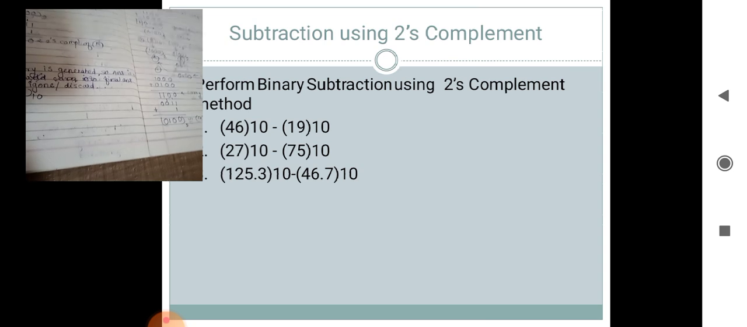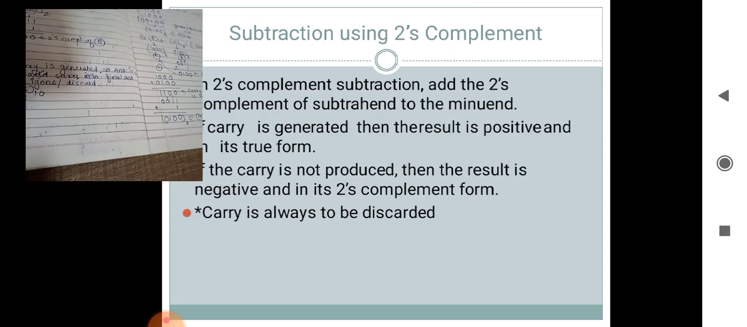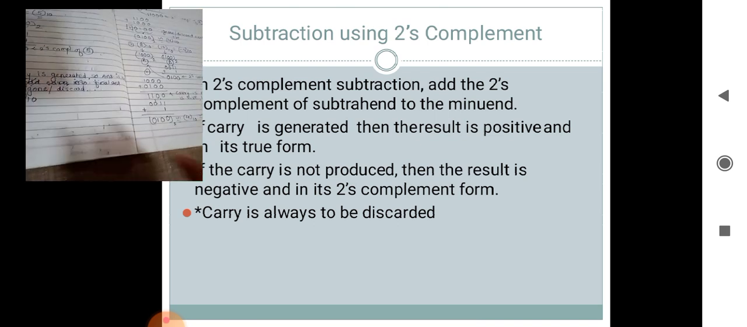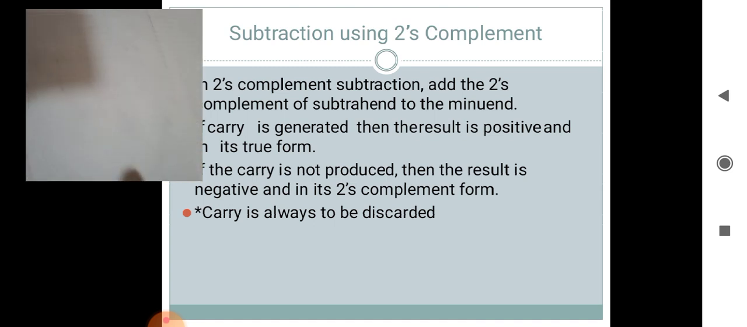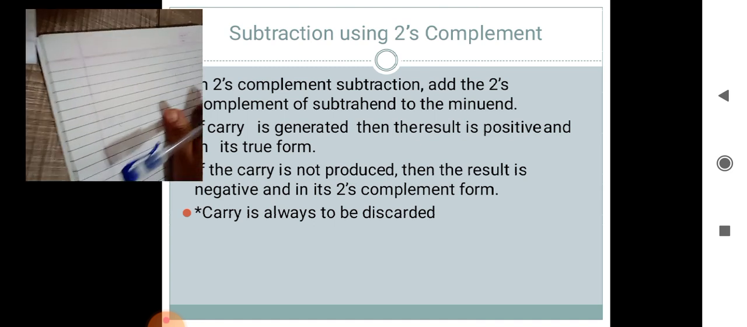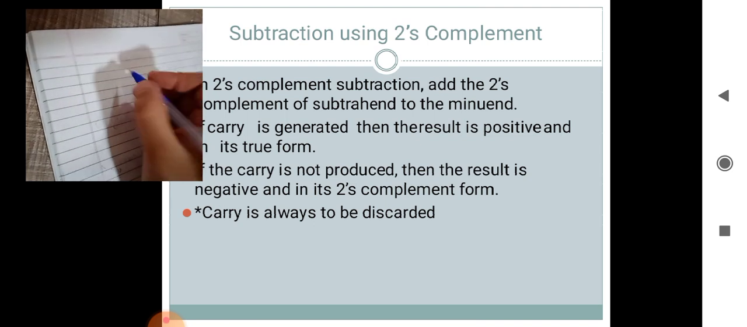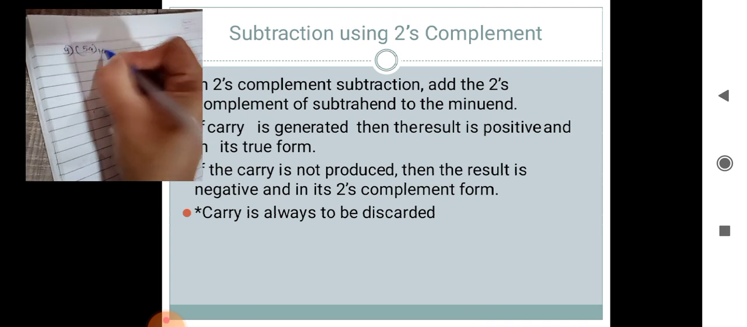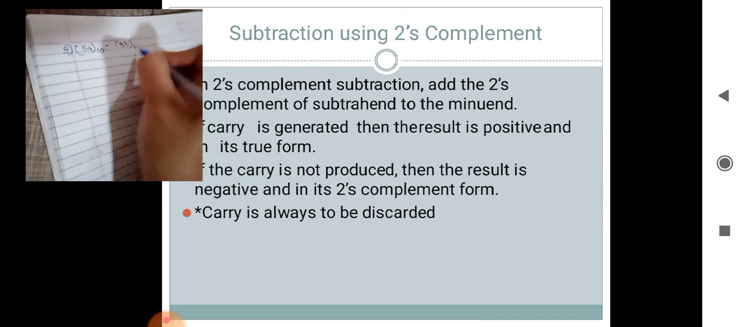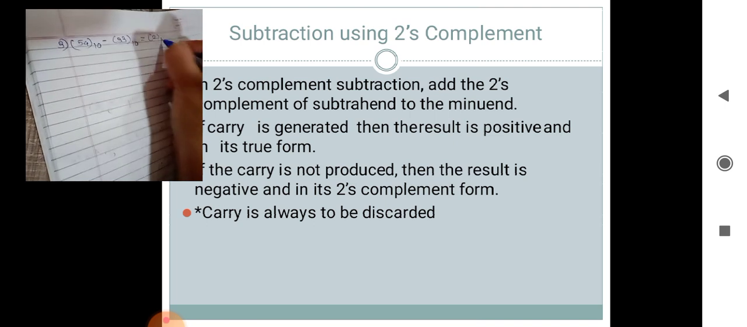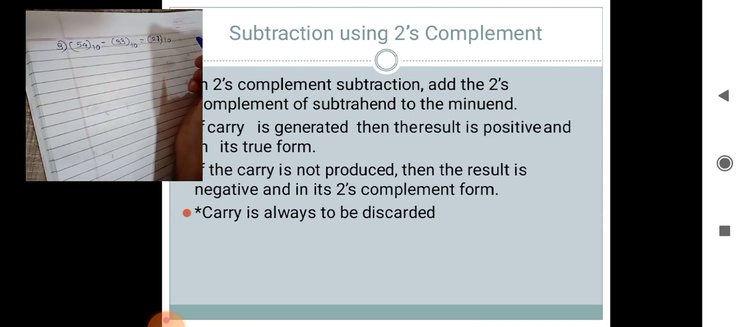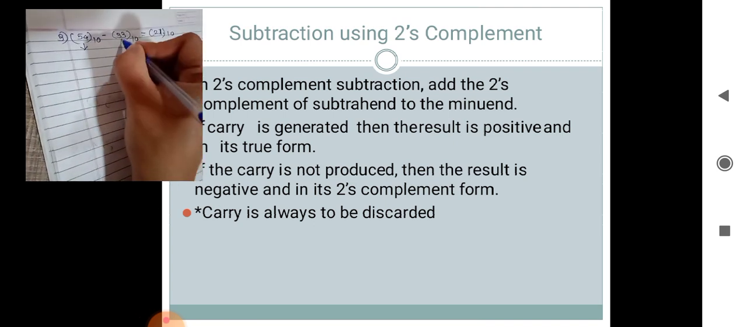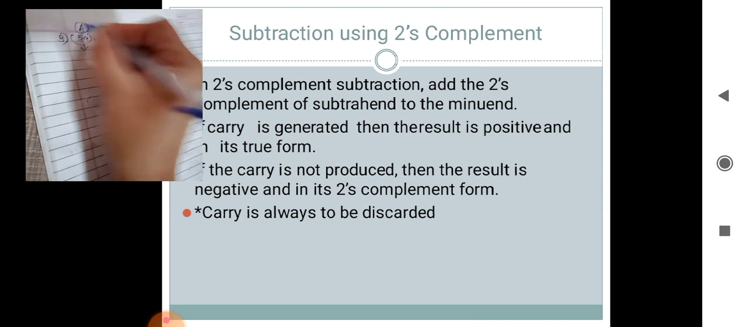So follow the rules properly. The rules are given in this slide. Follow the rules properly and then solve examples. We'll see another 2-3 examples for your practice. 54 decimal minus 33 decimal. The result should be 21 in decimal. So first we will find the binary for this and for this. This is A, this is B.